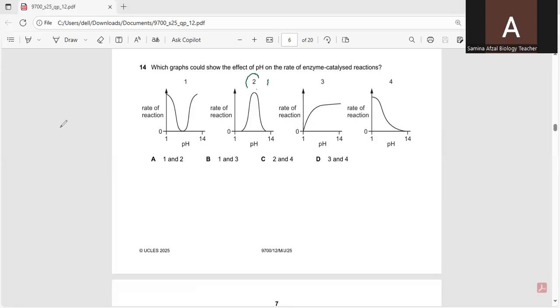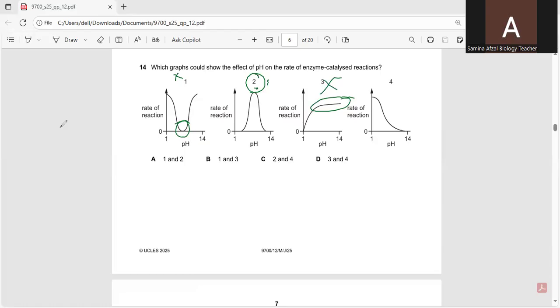So according to this, we can choose reaction number 2 as it shows a proper shape. On the other hand, number 1 will not be correct, as at the optimum it is showing the lowest value. Now I would go with the C. In C, you can see as the pH is increasing, the rate of reaction is increasing, but after some time it smooths out. So it does not happen.